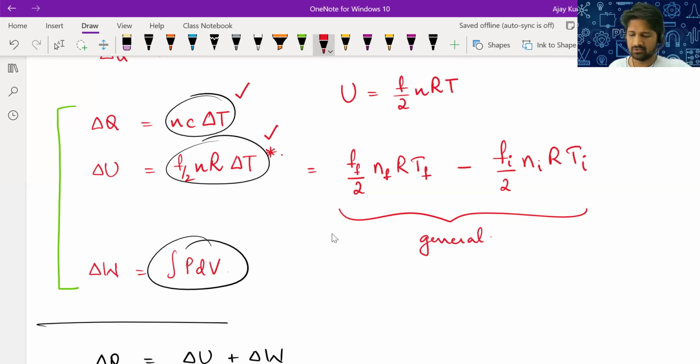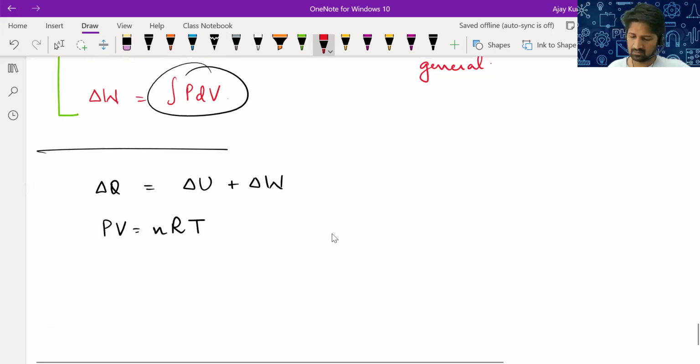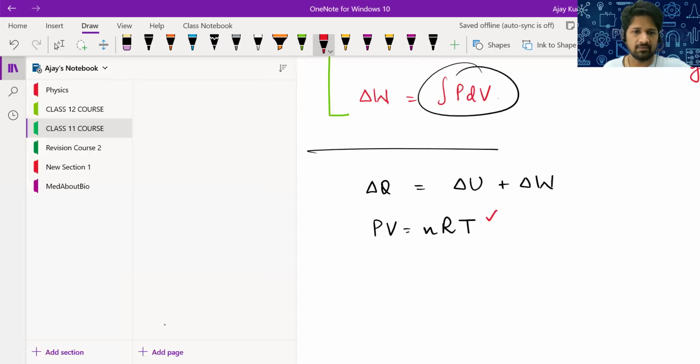Then delta W is integral P dV. That is how we calculate work done. And the other two equations, obviously, first law of thermodynamics and PV is equal to nRT. Ideal gas will have to obey PV is equal to nRT. Fine.